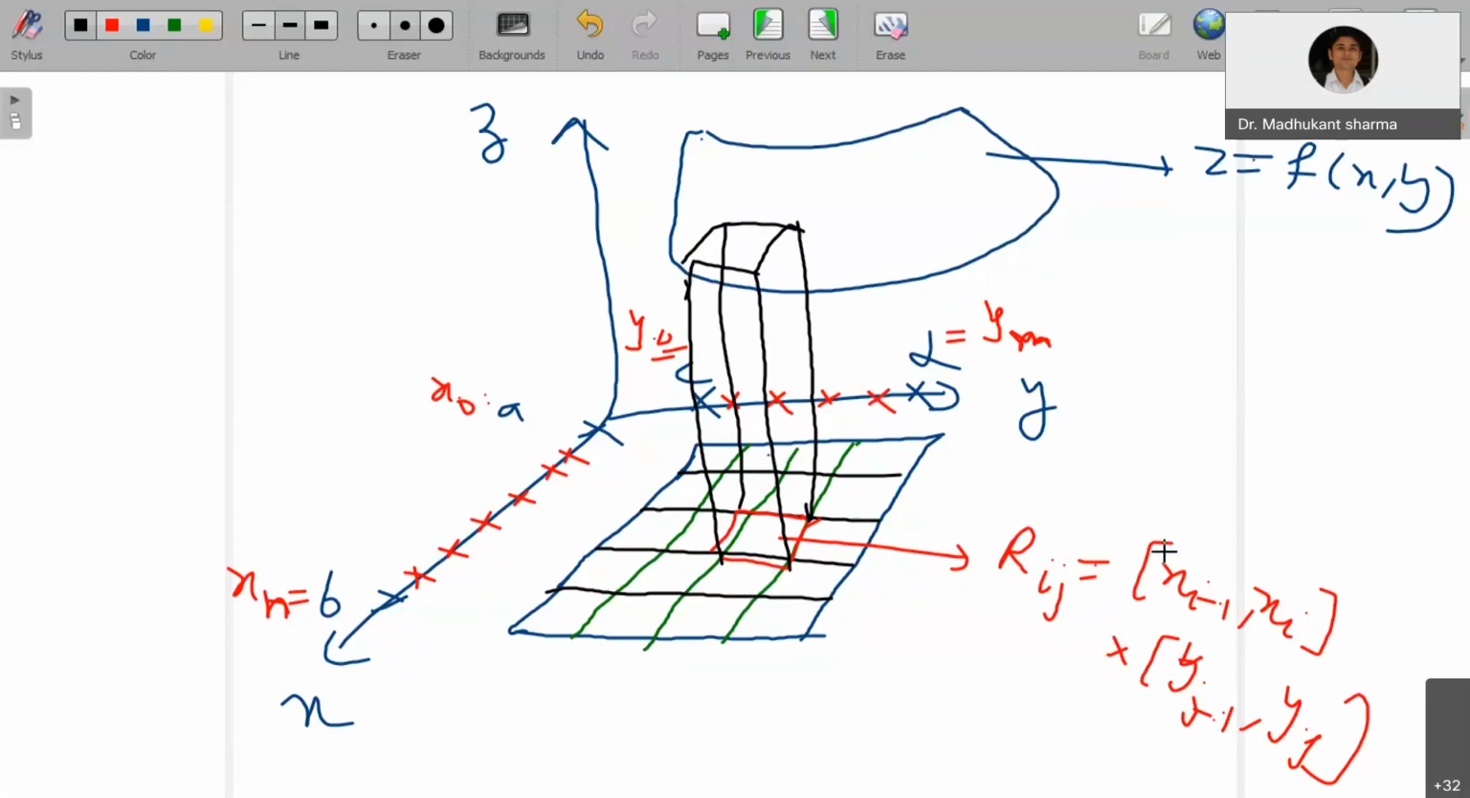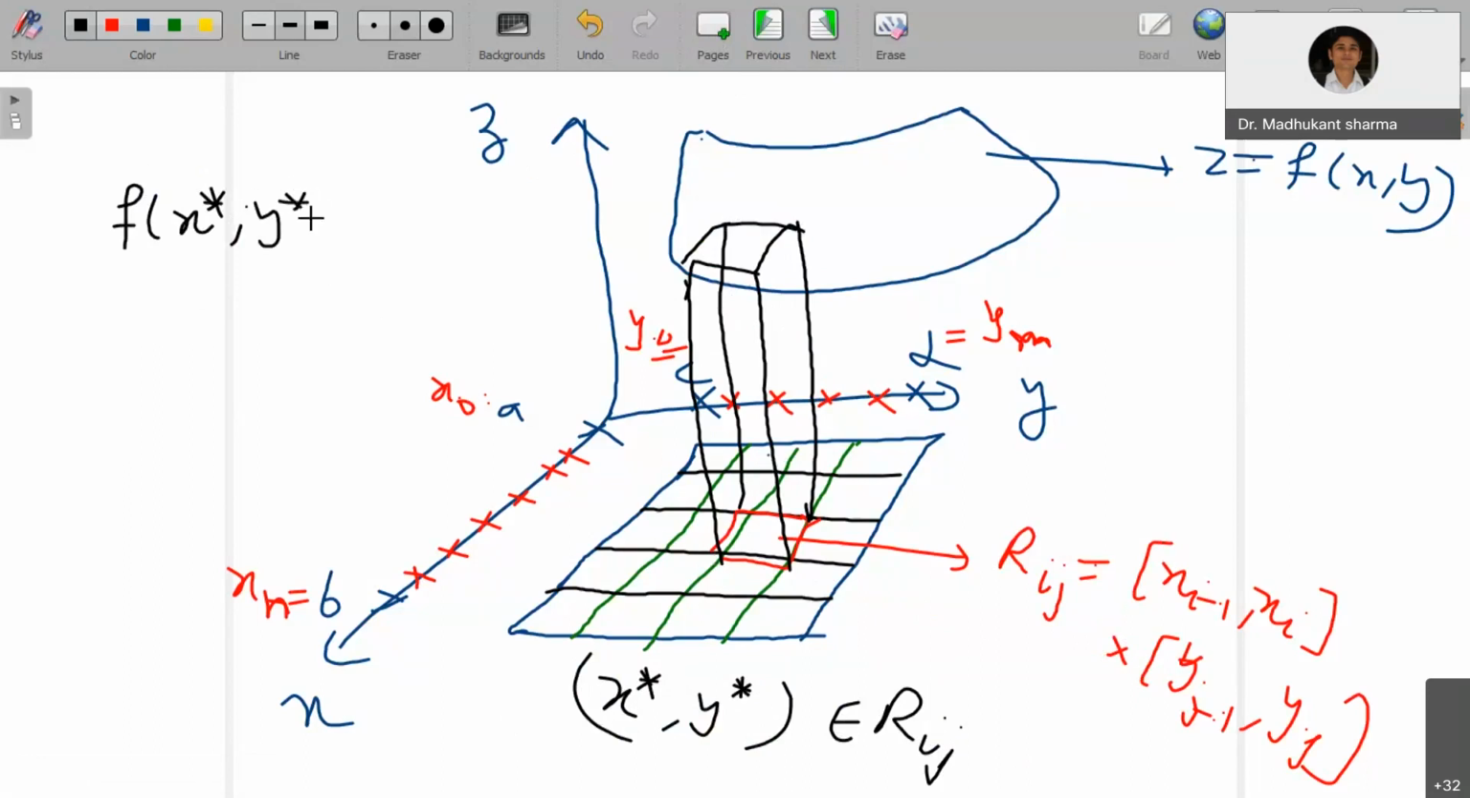So what you can do is take a tag point from this rectangle, x star comma y star belongs to Rij. You will apply the same idea. So the height over this point is f of x star comma y star. So the volume is going to be f of x star comma y star times the area of this rectangle Rij. That will give you the volume of this rectangle. Right, now you take a sum over it. Double sum over i and j. That will give you the volume of the portion of the surface with approximation.